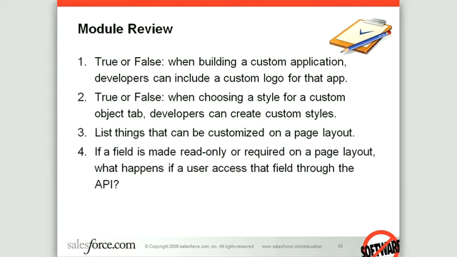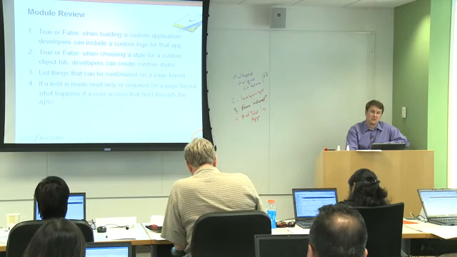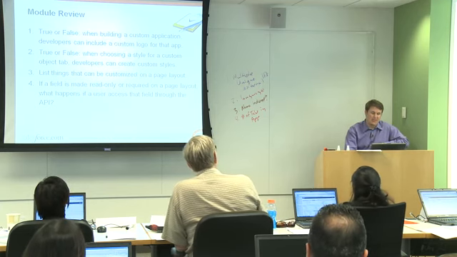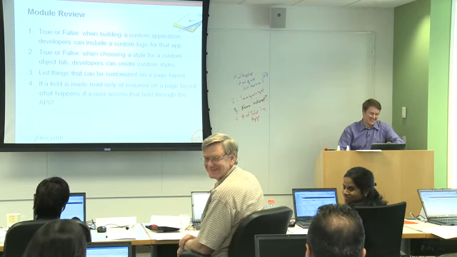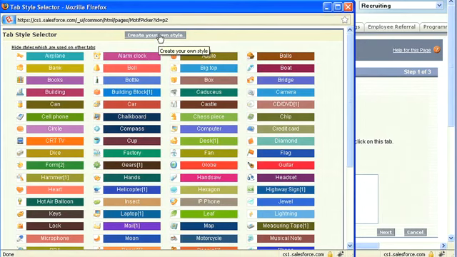Marat. True or false? When choosing a style for a custom object tab, developers can create custom styles. It's true, but we don't see how yet. You are correct. I think I mentioned this, but if you create a new tab, it's hard to see, but up here there's a button that says create your own style, and this is where you can do a custom image and then a color. You select a color, so you can do that.